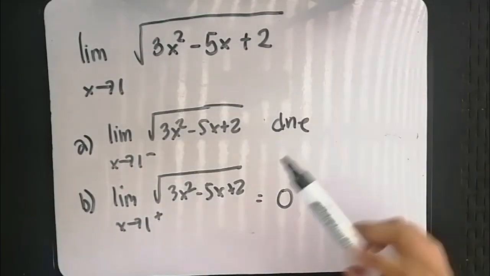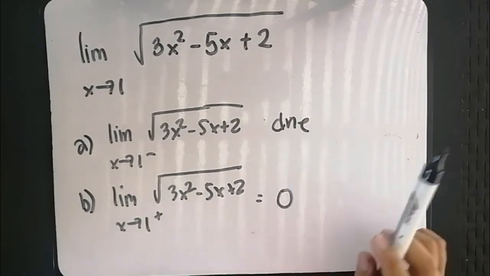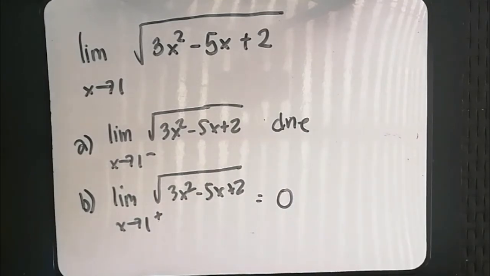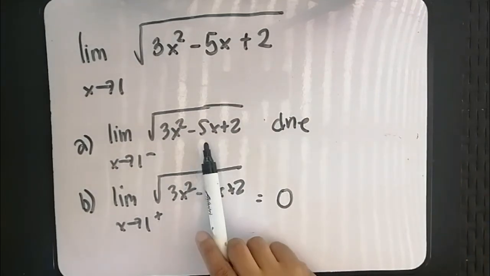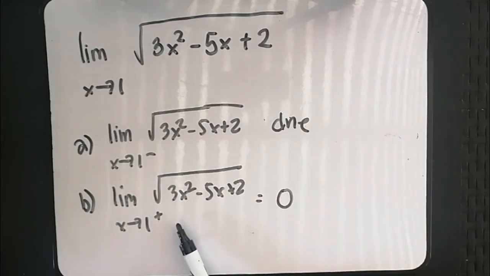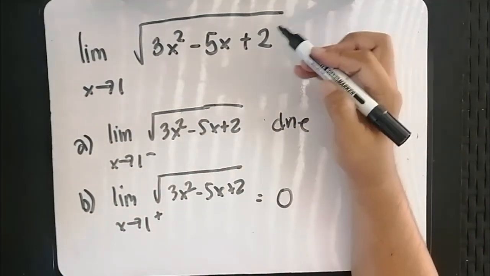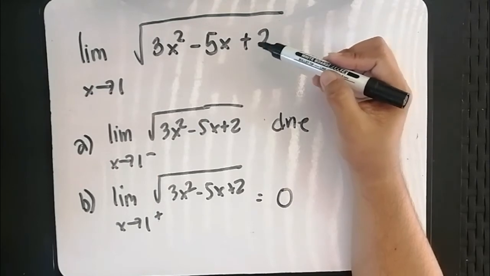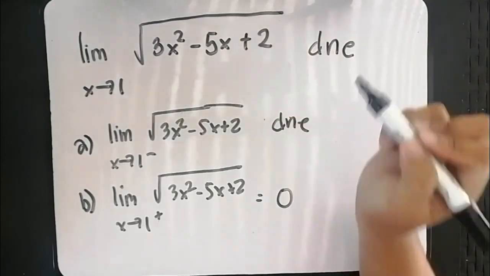From the previous result, we have shown that the limit of the function as x approaches 1 from the left does not exist, and the limit of the function as x approaches 1 from the right is equal to 0. Since they are not equal, then we say that the limit of the square root of 3x squared minus 5x plus 2 as x approaches 1 does not exist.